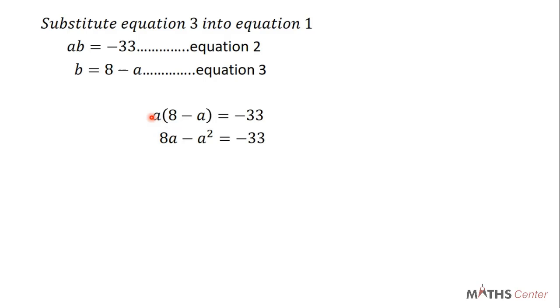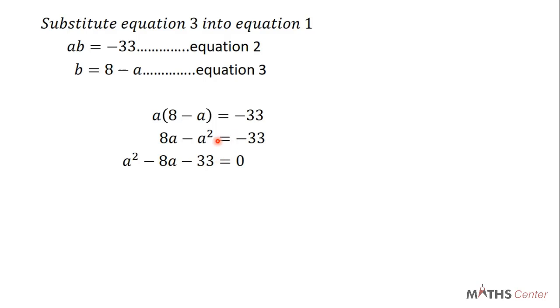So if you are opening the bracket, you have A times 8 will give us 8A. A times A will give us A squared, but because it's minus, we have minus A squared. Once again, if you watch the video on algebraic expressions, you understand that A times A will give us A squared. That was also explained there. And this is going to give us negative 33. Straight away, you will see that this is looking like a quadratic equation. So you arrange it in such a way that you can solve this quadratic equation.